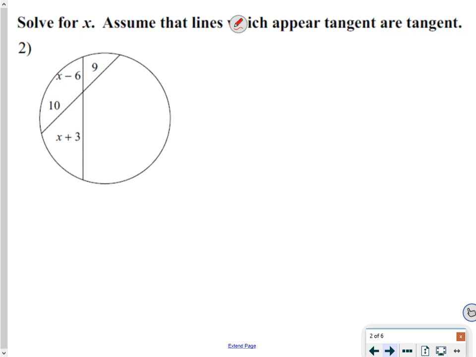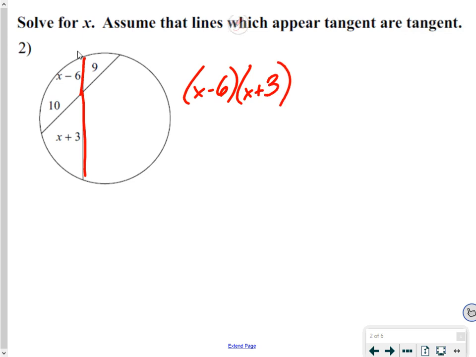Like before, the product of the parts of one chord equals the product of the parts of the other chord. So we have x minus 6 times x plus 3, which should equal the product of the parts of the other chord, 9 times 10.